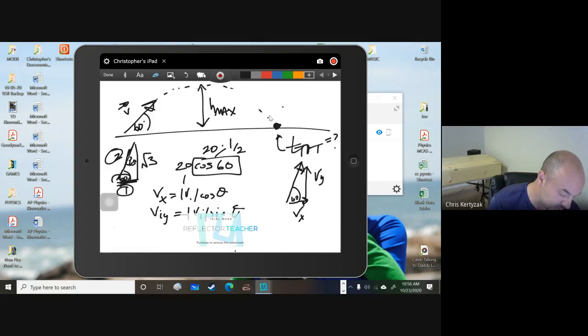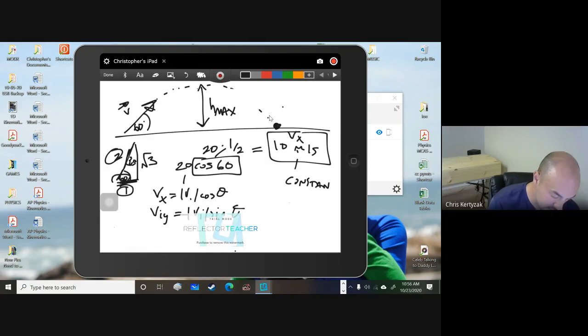So 20 times 1/2 is 10. So the horizontal velocity is 10 meters per second. Just remember that's constant. Because while this thing's going through the air, if we were drawing a free body diagram for it, the only force is the gravity force, the weight on the object. The weight is pulling down.